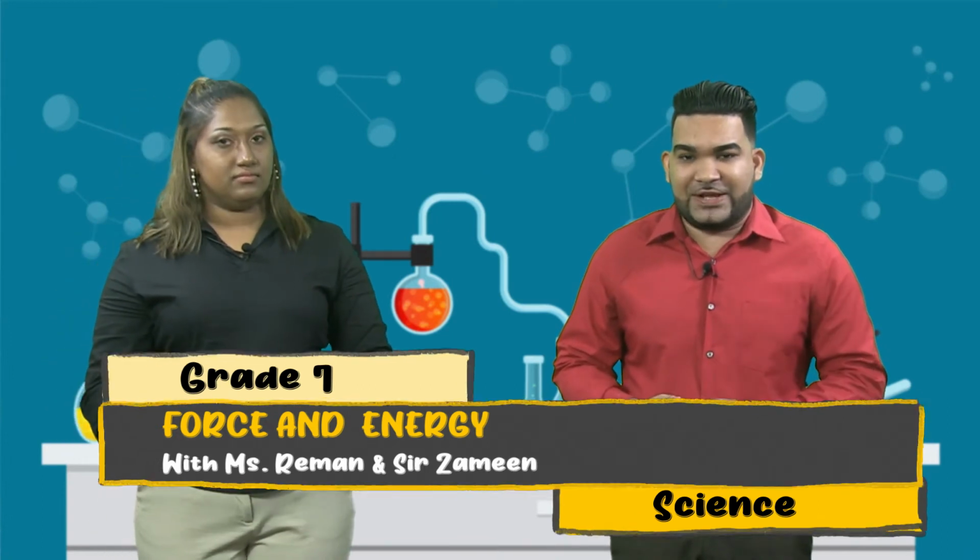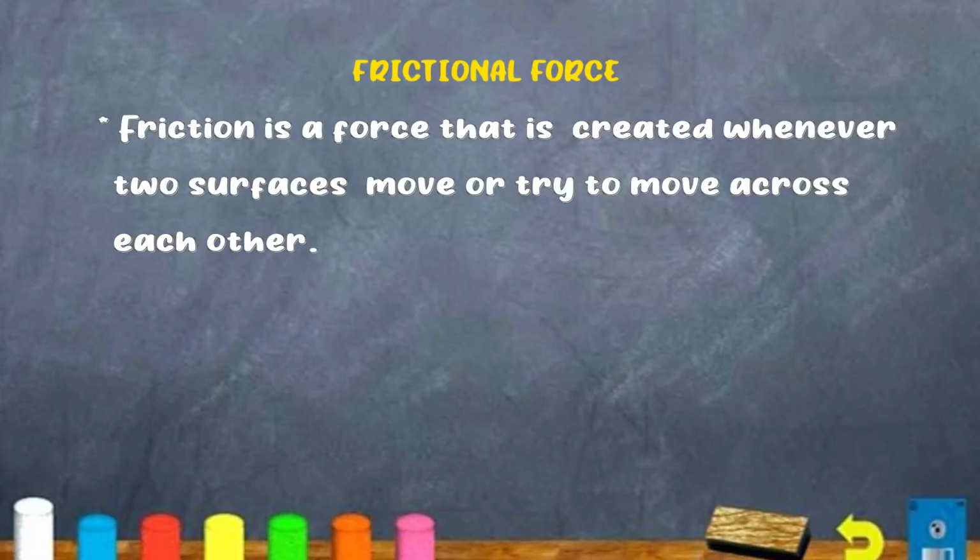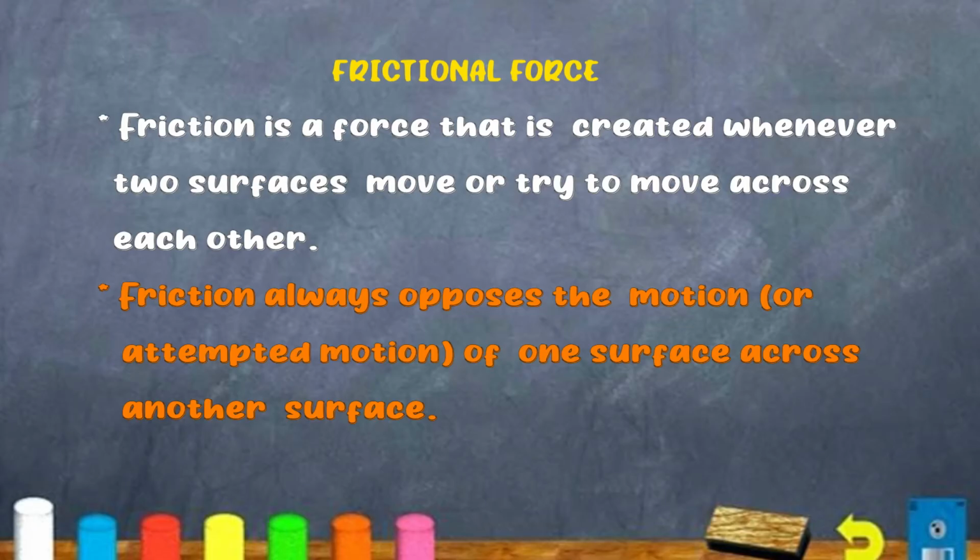Now, let us take a closer look at the types of contact forces. We will start with frictional force. Friction is a force that is created whenever two surfaces move or try to move across each other. For example, you can simply rub your hands together, and that's an example of frictional force. You will feel a little burn, you will feel a little heat being transferred onto your hands. Friction always opposes the motion or attempted motion of one surface across another surface.